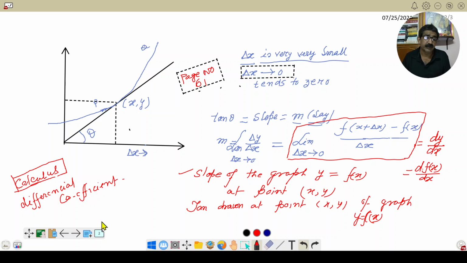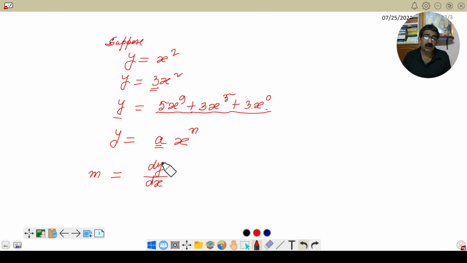Next, m is equal to dy by dx. For this particular function, the constant remains constant, n comes here, and x to the power n minus 1. That means the power of the main function is diminished by 1. If this is n, it becomes n minus 1, and this n will be multiplied with the existing coefficient.